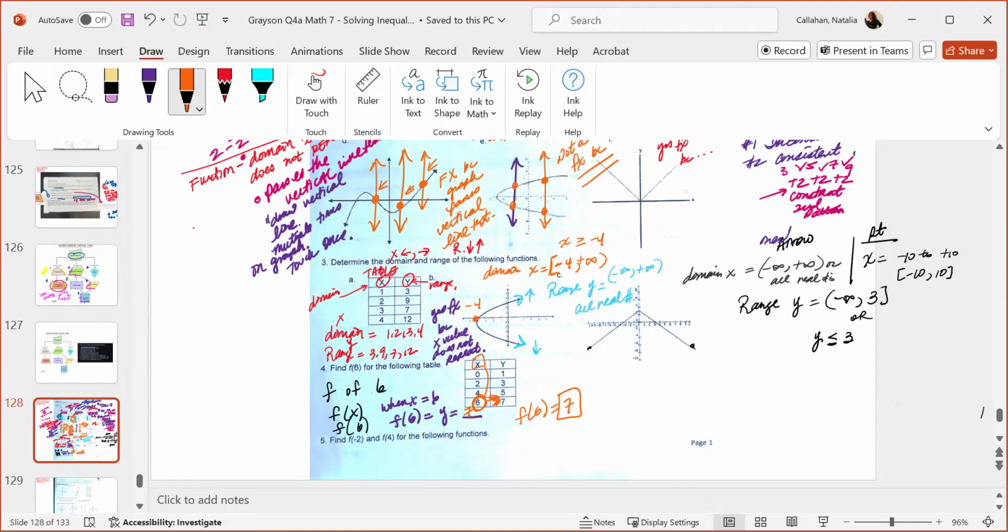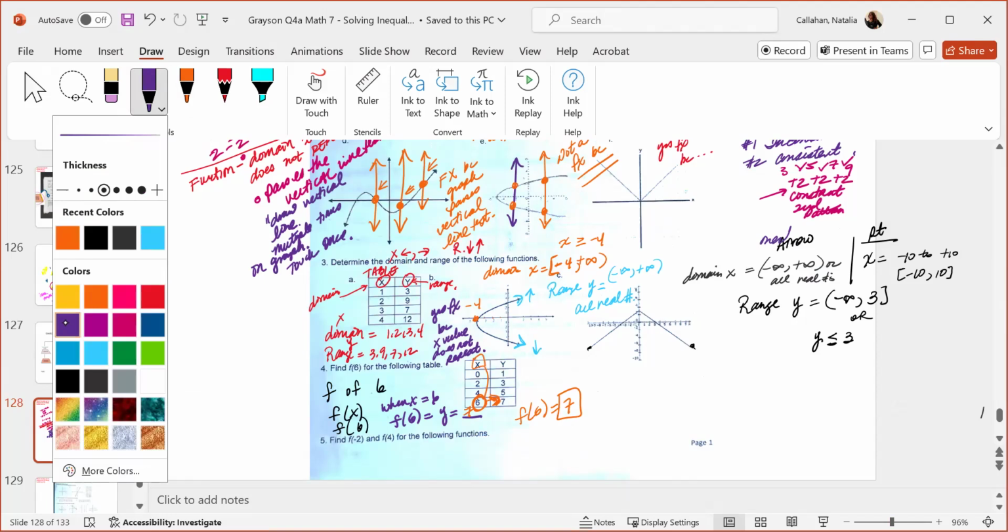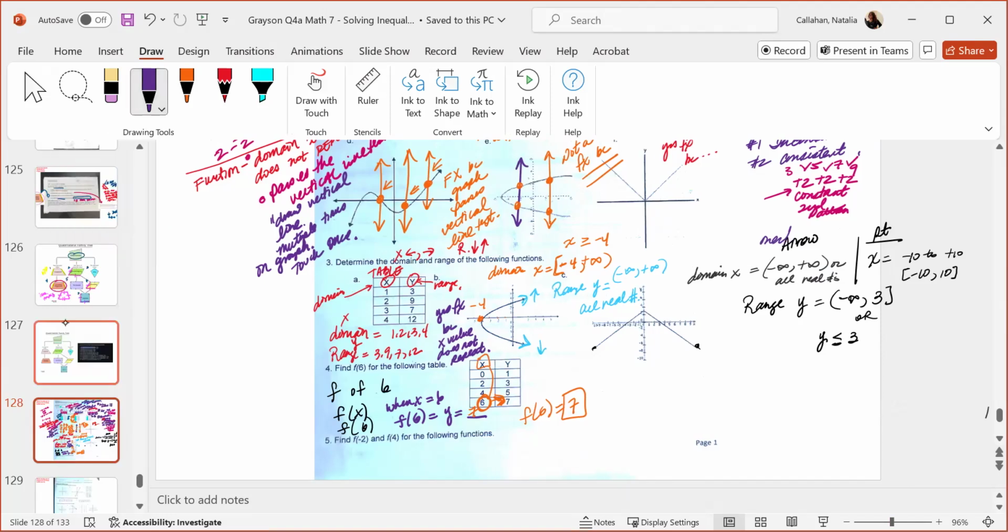That's your answer. I'm going to give you another one. What is f of 0? 1. What is f of 4? 5. Okay. If f of 6 equals 3, what is x? If f of x, which is y, is 3, what is x? When y is 3, there you go. Okay. All right, number 5, do the same thing.